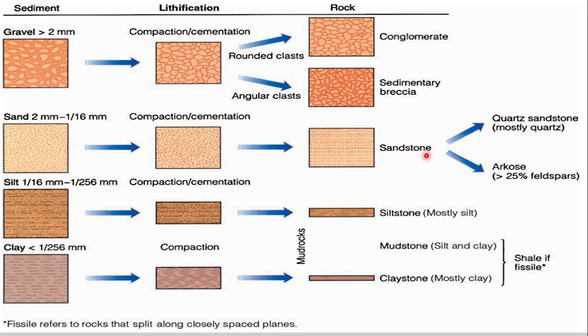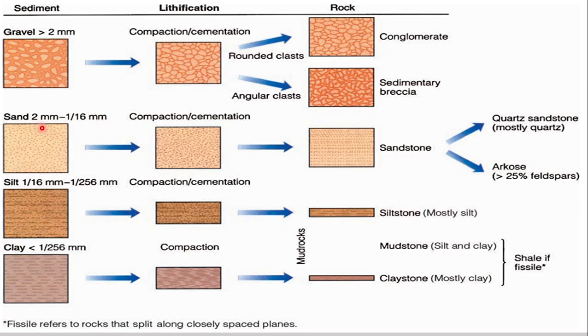And if in the sandstone the feldspar is at least greater than 25%, then this type of sandstone is known as arkose. Arkose is a type of sandstone, because when the feldspar is greater than 25%, this type of sandstone is known as arkose. Clear?